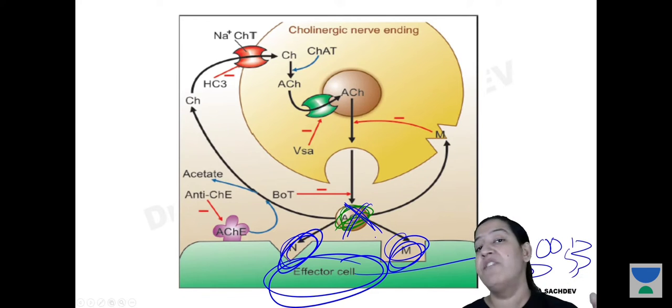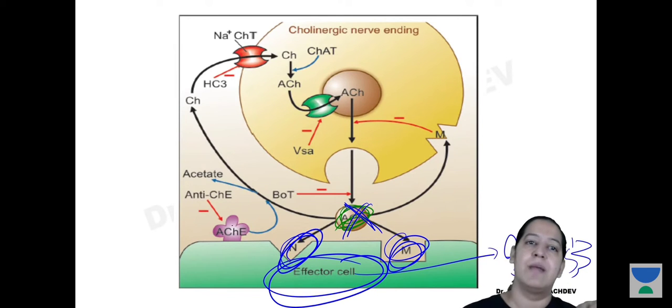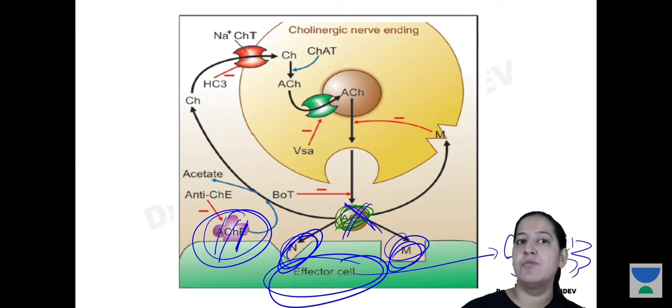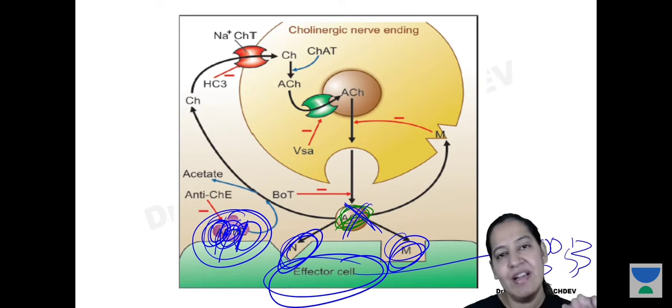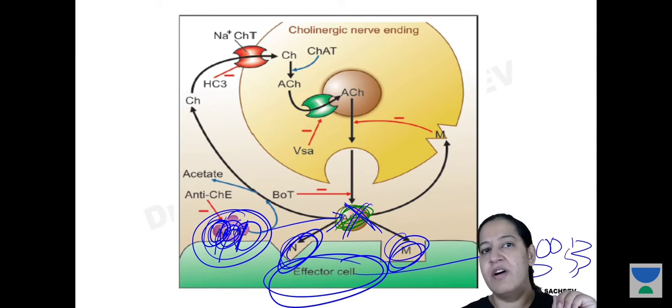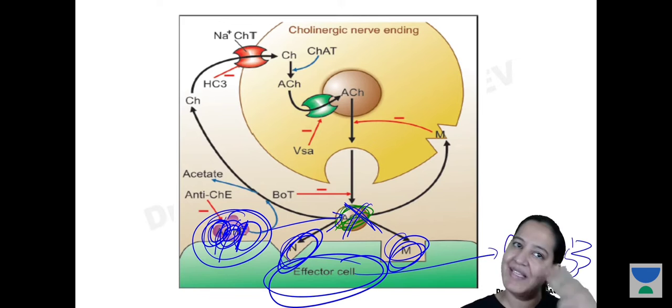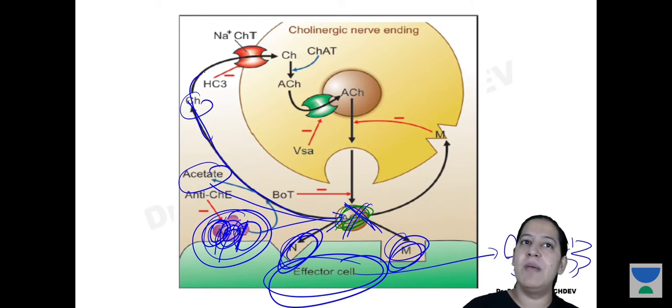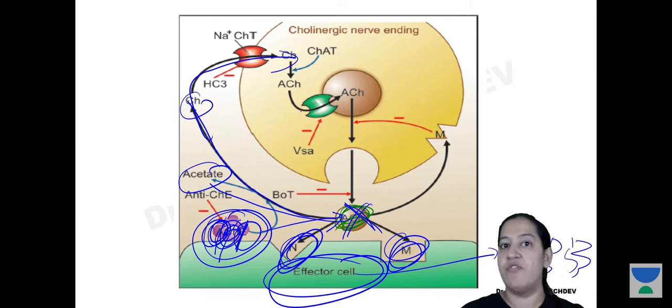So how will we destroy it? For that, we have an enzyme. The name of the enzyme is acetylcholine esterase. The name itself contains the hint. Acetylcholine esterase will degrade acetylcholine. It will act on the acetylcholine and convert it into 2 things, from which it was made, acetyl and choline. That is acetate and choline. Choline will be used in reuptake and formation of another molecule of acetylcholine. Acetate will diffuse in the blood.